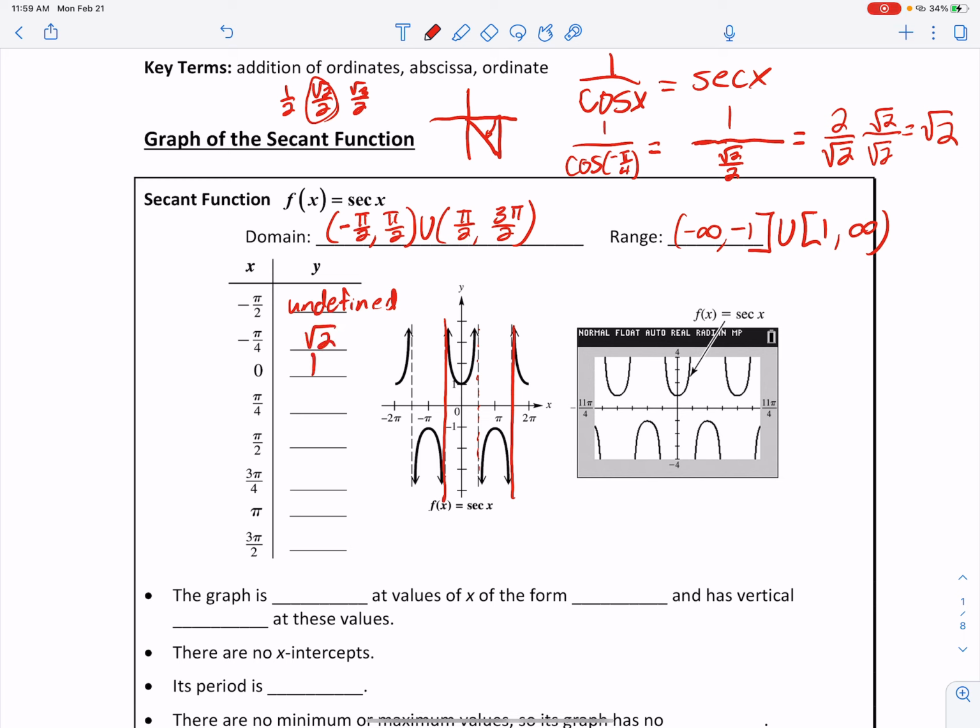0 is 1. Then we get rad 2 again. Then we got undefined again. Oh wait, I went the other way, didn't I? Okay, so... Nope, we're still good. Okay, so this is undefined again, because that's that red dotted line. Then at 3 pi over 4, that's right here. You can tell with symmetry, what do you think it would be? Negative rad 2. Pi is -1. 3 pi over 2 is negative rad 2 again, just based off symmetry.